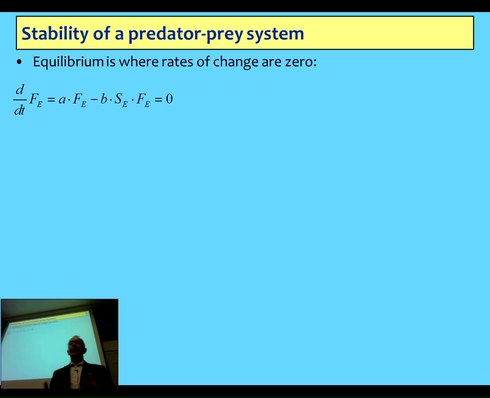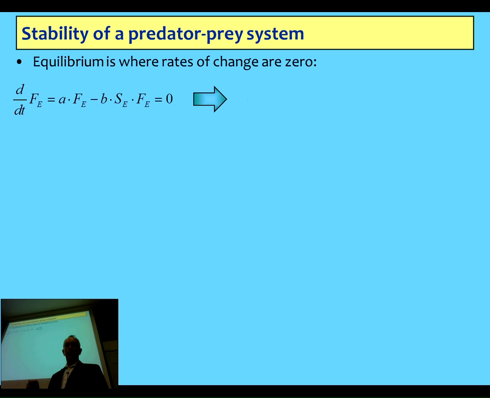Now let's work out the equilibrium of the system. This is an intriguing little outcome. Equilibrium is where the rate of change of each of those differential equations is 0. I put F underscore E here to make it obvious I'm talking about an equilibrium value. So in equilibrium, the rate of change of the system is 0. So A times the equilibrium number of fish minus B times the equilibrium number of sharks times the equilibrium number of fish is equal to 0.